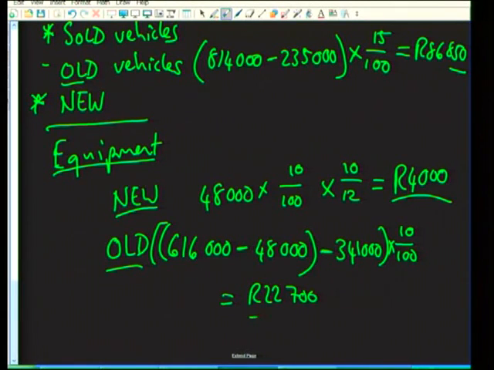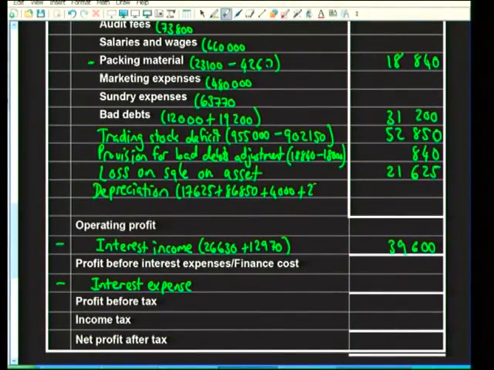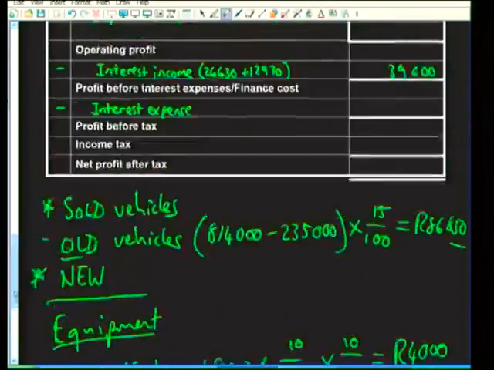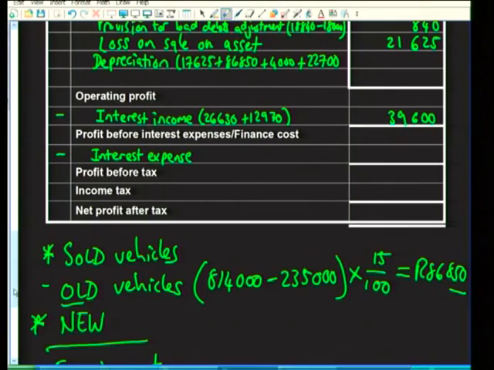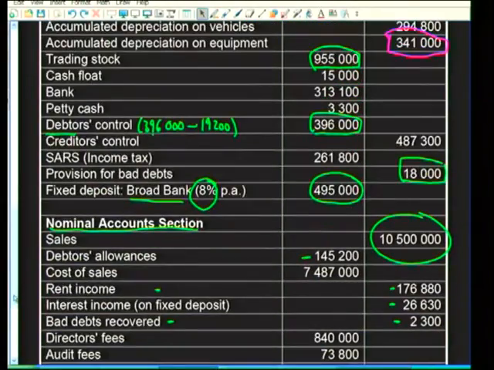22,700 Rand. And that is the depreciation on our old equipment, which we're going to add to this answer, 22,700 Rand. That's quite a lot of work, but it's worth it because each of these calculations gives you quite a few marks. Okay, we're very nearly done. Let's have a look at the final few adjustments.